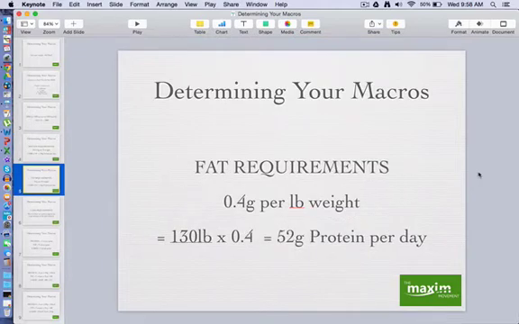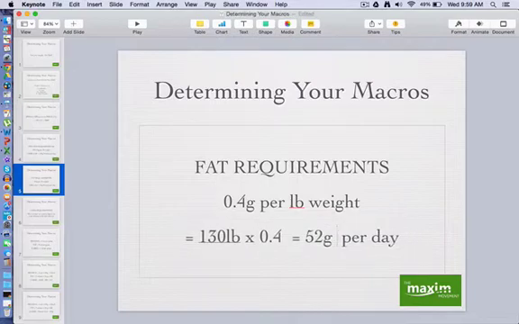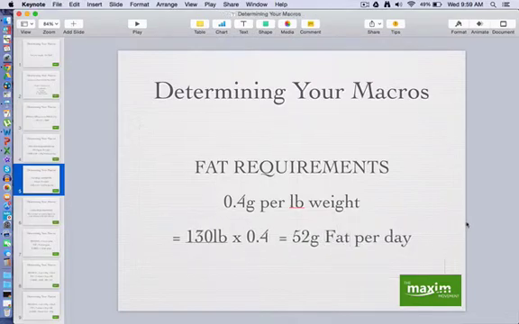With regards to fat, same type of calculation, but now we're doing 0.4 grams of fat per pound. And I've seen that go anywhere from 0.3 to 0.6. So again, we're keeping things simple. That would give you 52 grams of fat per day. This should say fat. Let me just change that right now. Okay, so back on track.